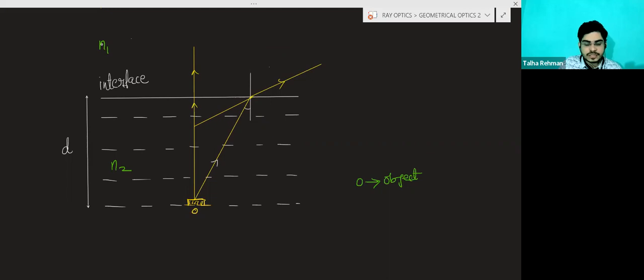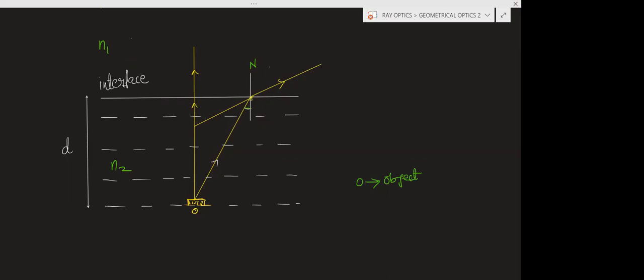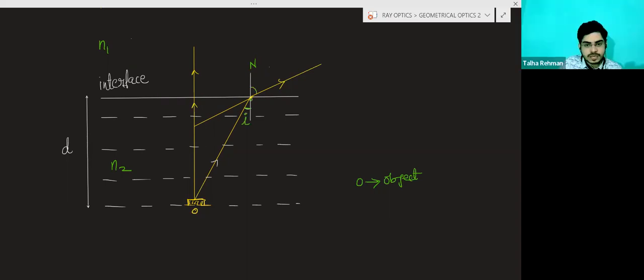This is the angle of incidence, because this is the normal for this ray. For this ray, this will be the angle of incidence. This is I, and this is the angle of refraction R. Now we will use geometry.